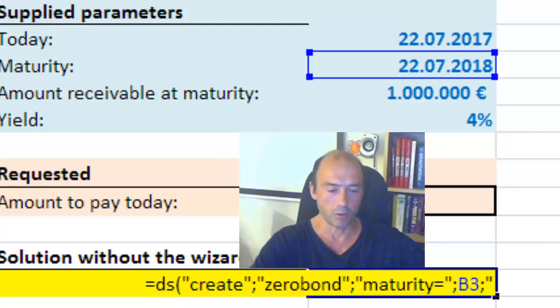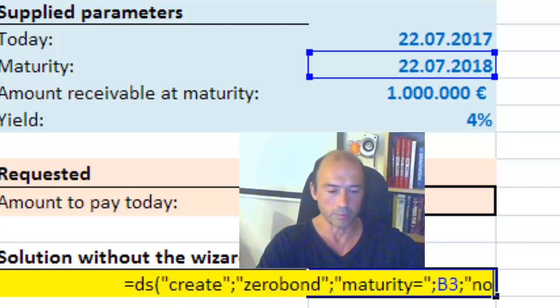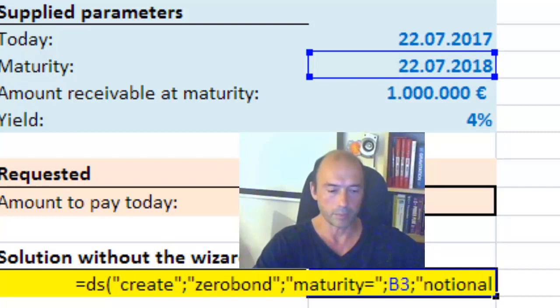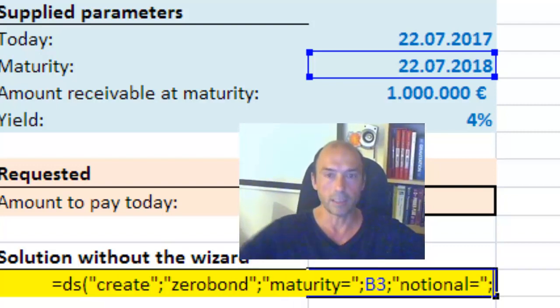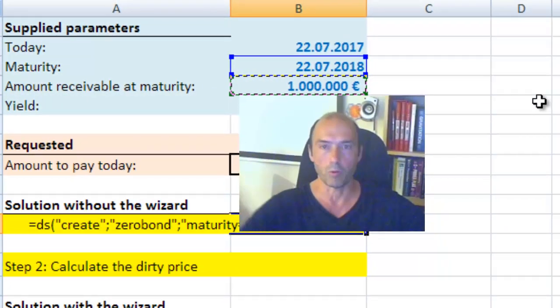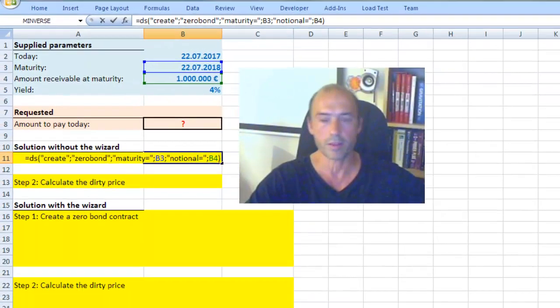And the last parameter will be the so-called notional, again with an equal sign. And I link the value to that cell here, to the 1 million euros. Close parentheses and hit enter.